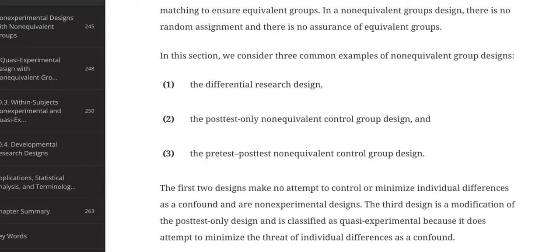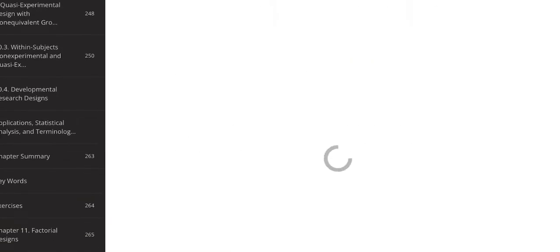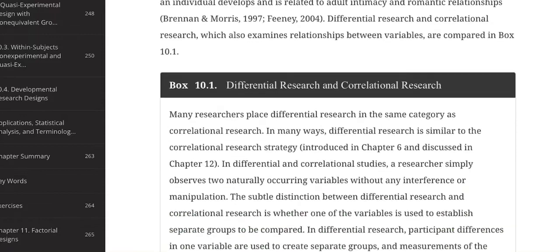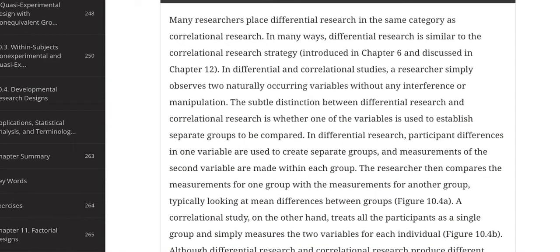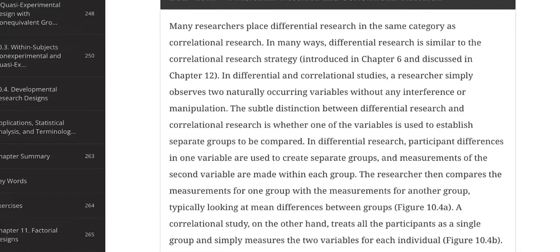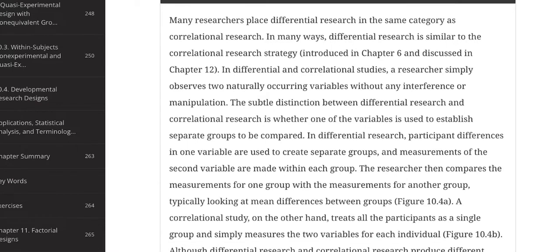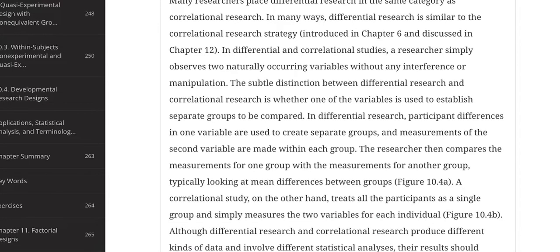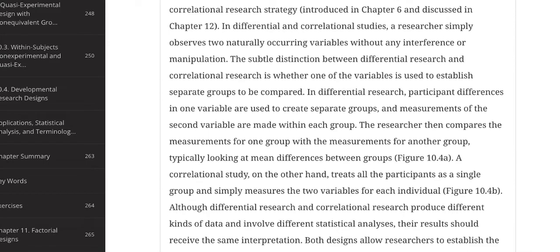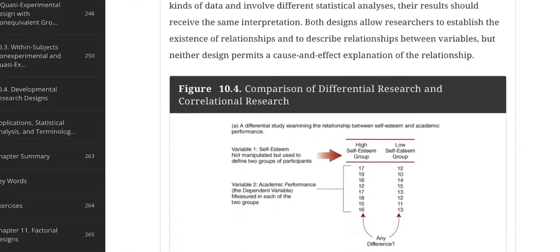Now let's go to this box 10.1 because it talks about the comparison here. You guys might be thinking, all of the examples I just gave sounded a lot like correlational research, and you wouldn't be wrong if you thought that. If you didn't think that, it's totally okay if that didn't occur to you until now. But they are similar. They are looking at two different variables. They're looking for a relationship between two different variables. All of that is true.